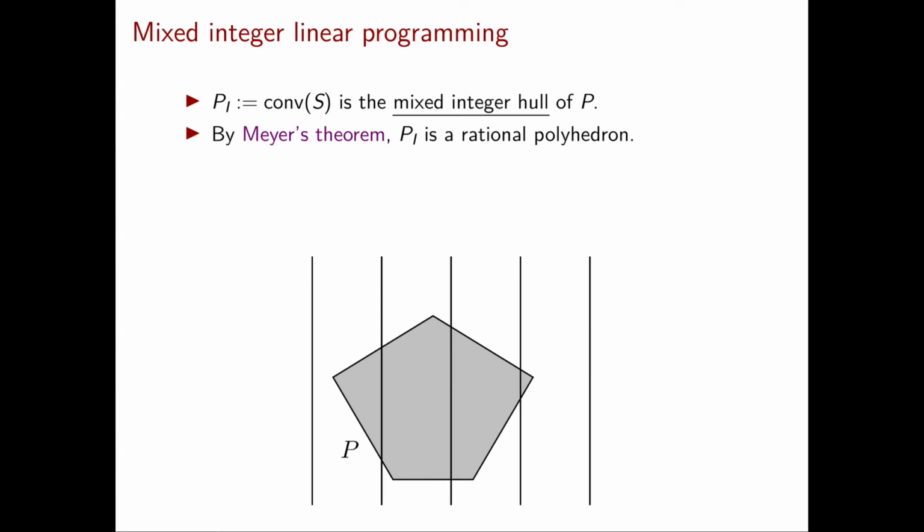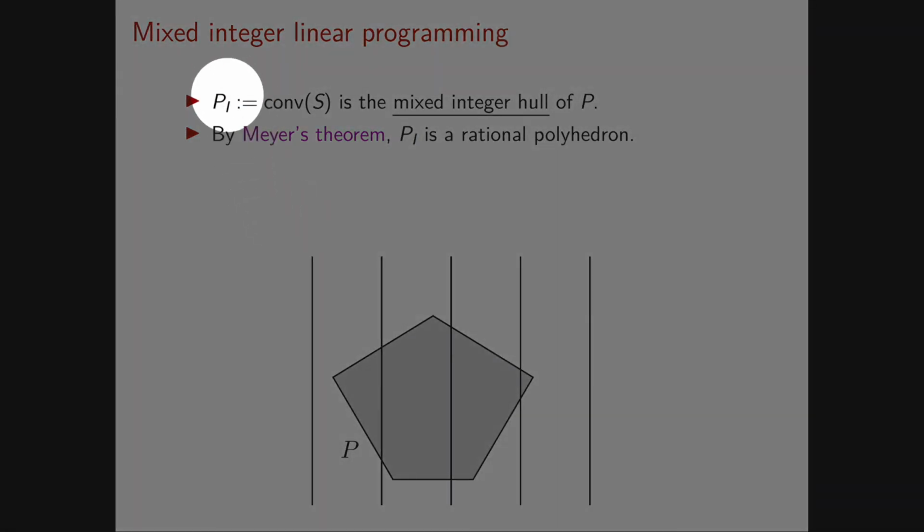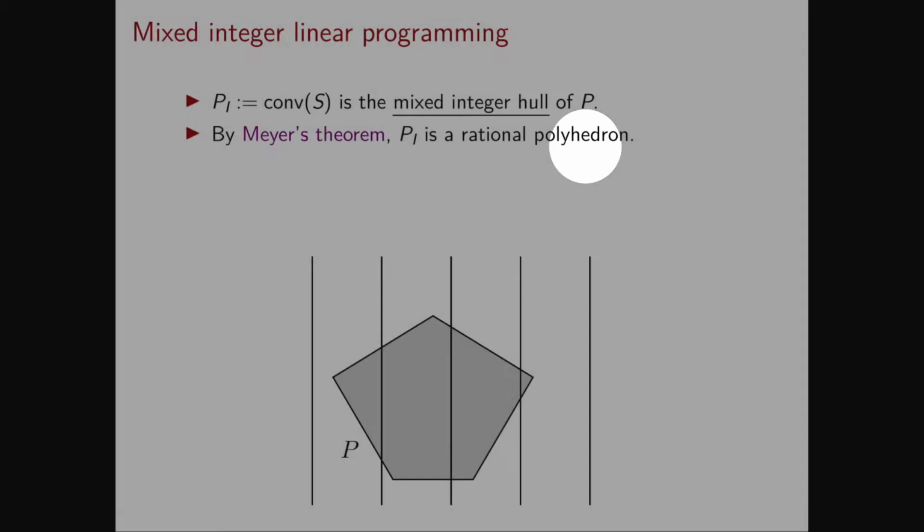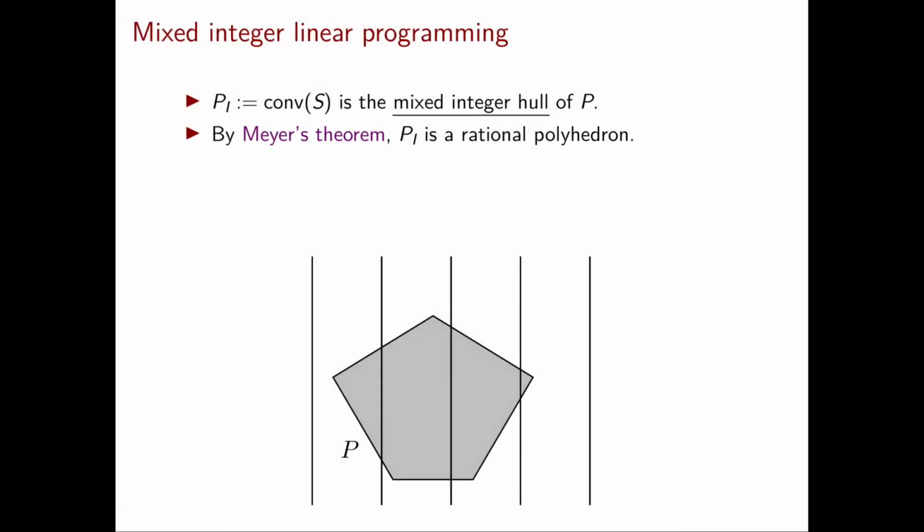We define also in this case the notation P^I. In this case, we call it the mixed integer hull of P, and it's simply the convex hull of all the feasible points in P. So the convex hull of our mixed integer linear set, capital S. Again, from the fundamental theorem of integer programming, we know that P^I is a rational polyhedron. We here have a simple example.